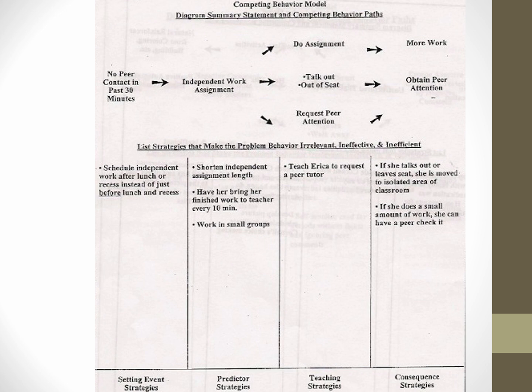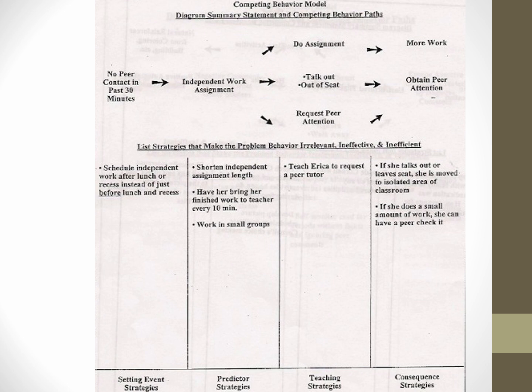From your reading, we have learned that we want to make problem behavior irrelevant, ineffective, and inefficient. We can do that by manipulating setting events, antecedents, or consequence. Or you can actually teach the alternate behavior first and then eventually desired behavior.